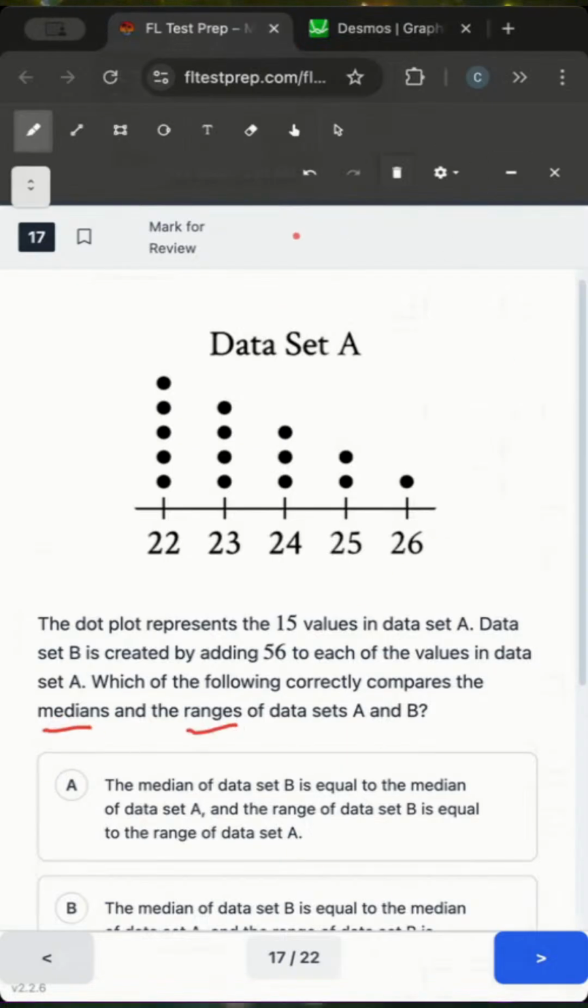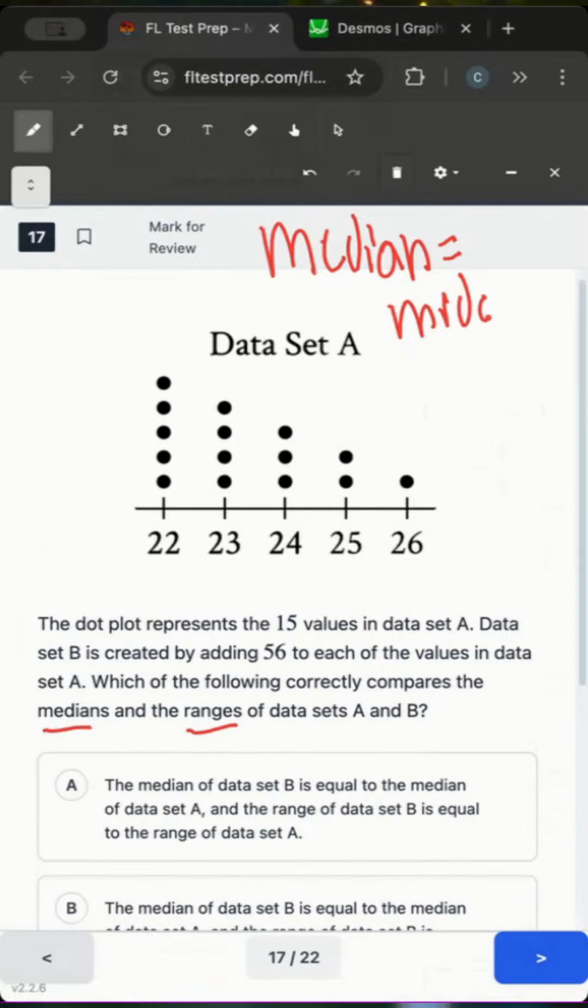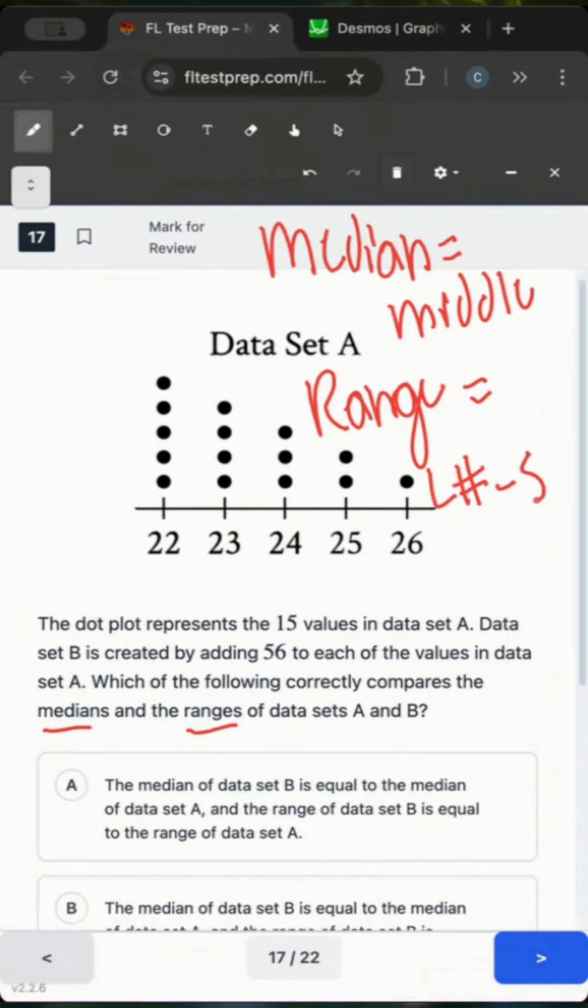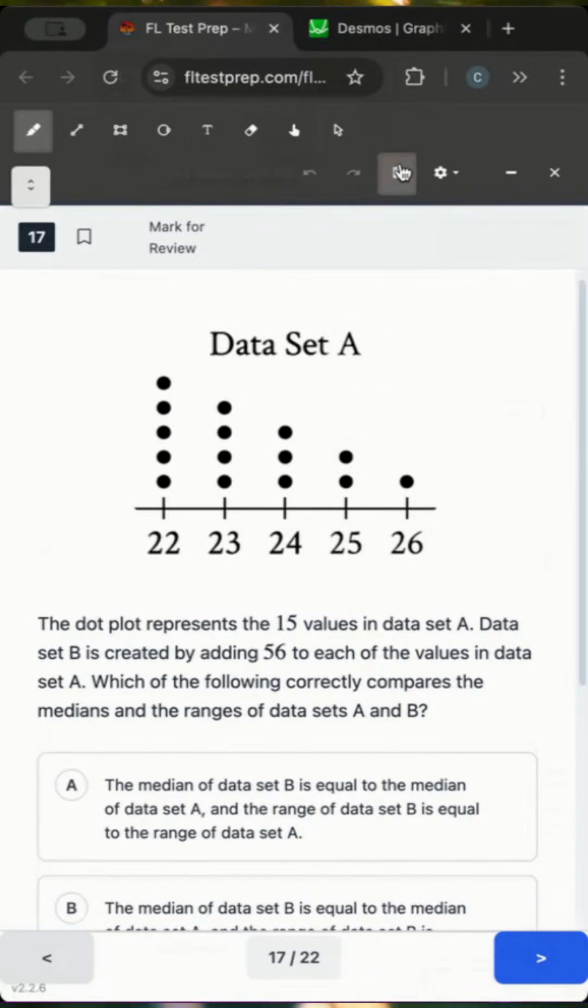So what you need to know is median. That just means middle value. Range, what this is, it's the largest number minus the smallest number equals the range. So we're going to see how this changes it. What we're doing is we're adding 56 to each of the values.